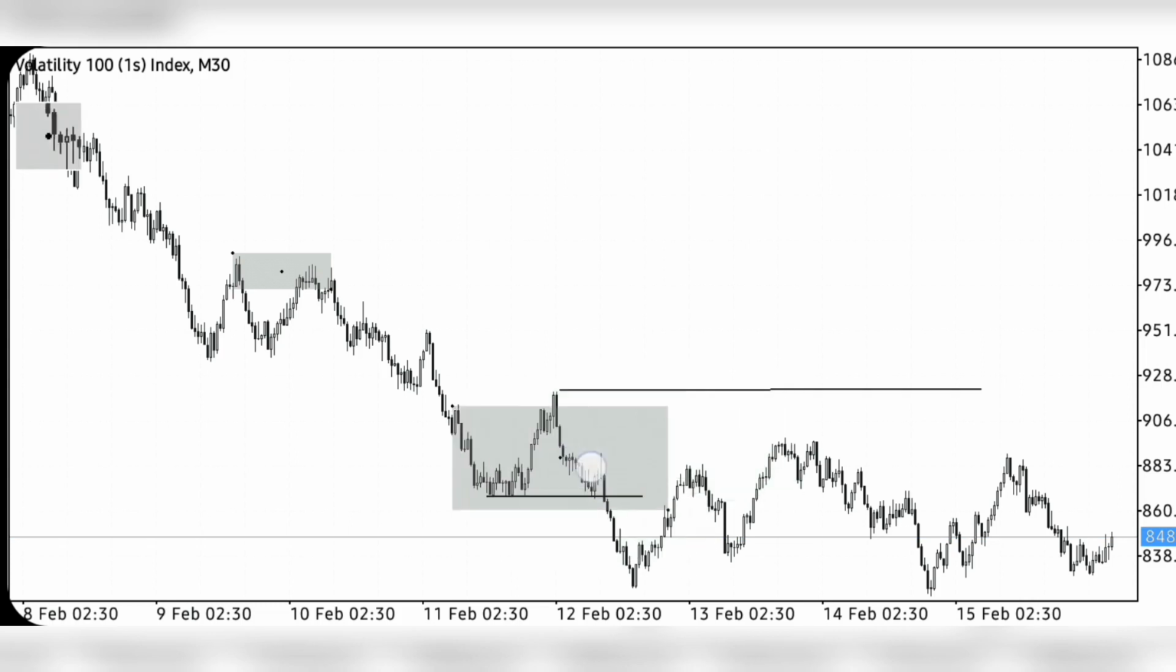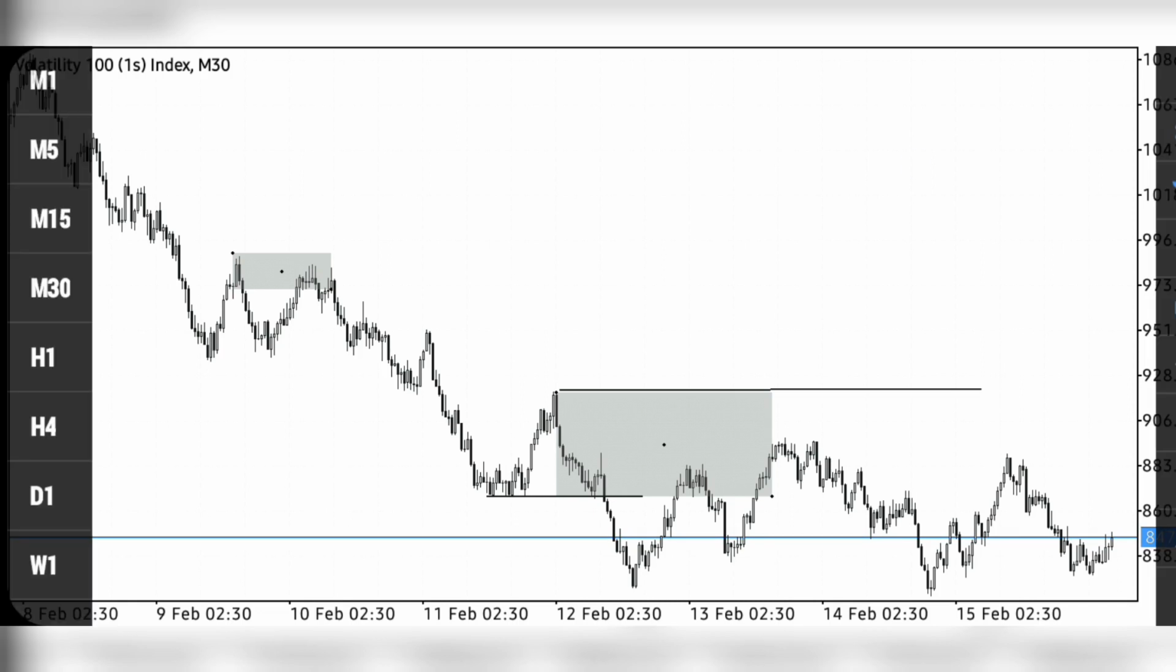So all of this area is your area of interest. You wait for markets to dip into maybe 50% of your area of interest, then you look for a confirmation and then you start trading or you join the market. So ensure that what you are marking is an area of interest.